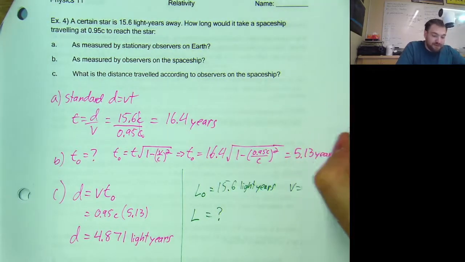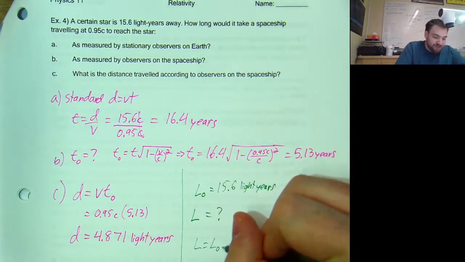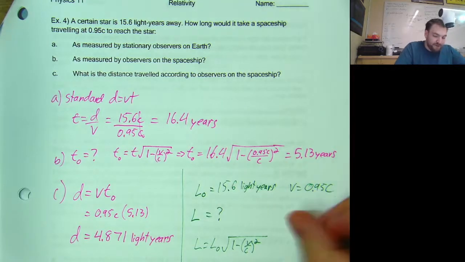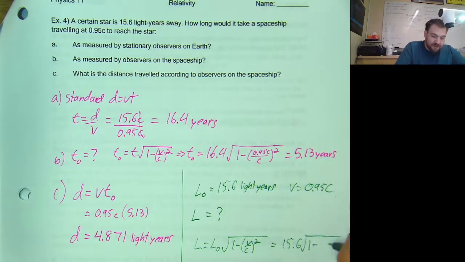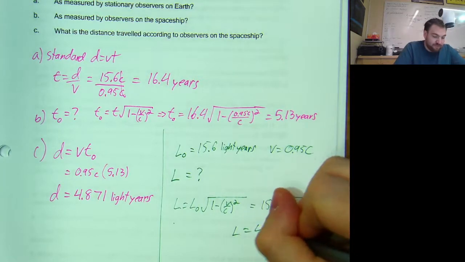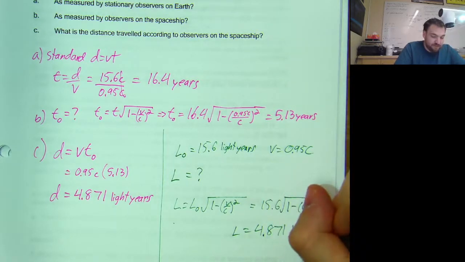And we know that v equals 0.95c. So we can say that L is equal to L0 times the square root of 1 minus (v over c) all squared. So this is going to be 15.6 times the square root of 1 minus 0.95 squared. What do you get for the relativistic length? 4.871 light years.